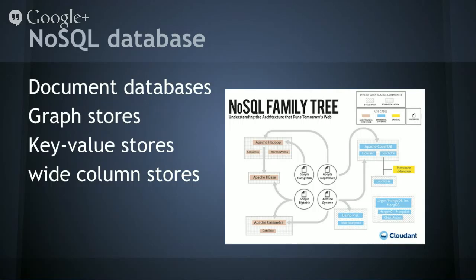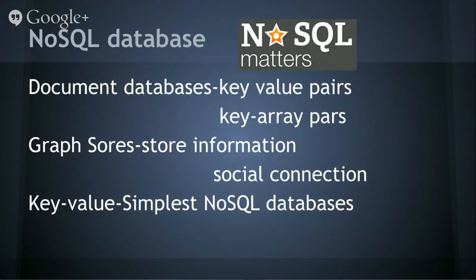I will take 3 examples here. Document databases pair each key with a complex data structure known as a document. It can contain many different key-value pairs, or key-array pairs. Graph stores are used to store information about networks, such as social connections. Key-value stores are the simplest NoSQL databases. Every single item in the database is stored as an attribute name, together with its value.